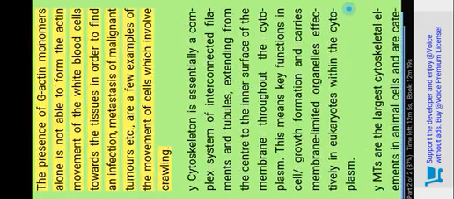The presence of G-actin monomers alone is not able to form the actin filament. The movement of white blood cells towards the tissues in order to find an infection, and the metastasis of malignant tumors, are a few examples of the movement of cells which involve crawling.